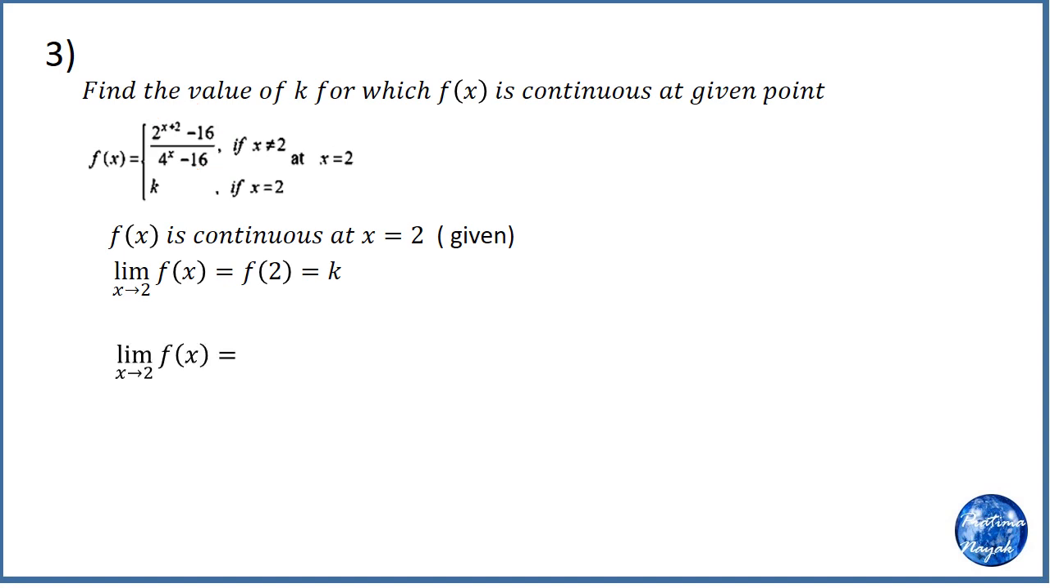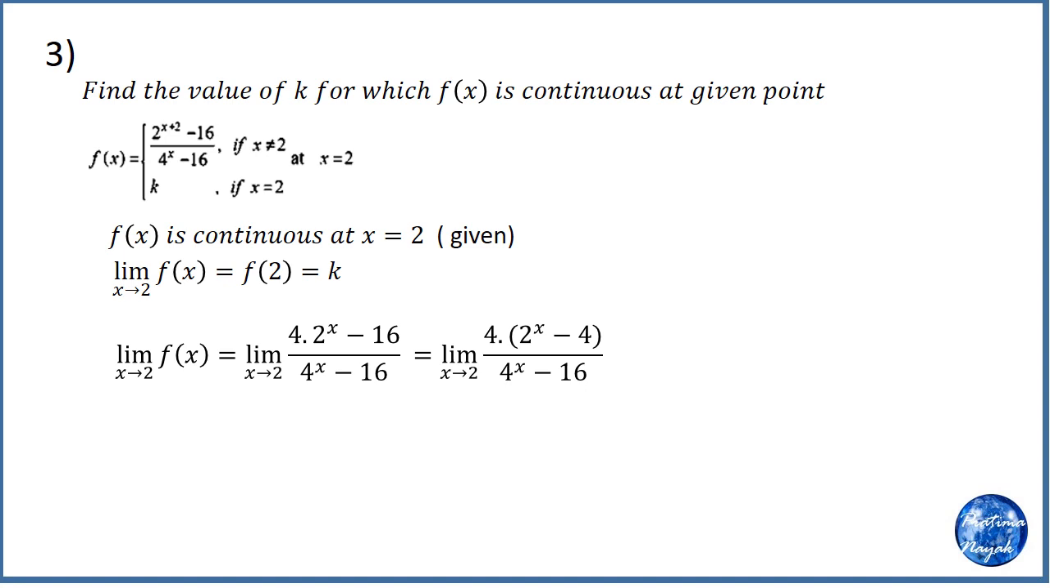So how to get the limit? Limit x tends to 2, f of x is equal to 4 into 2 raised to the power x, because this will be 2 to the power x into 2 to the power 2. 2 to the power 2 is 4. So I took 4 into 2 to the power x minus 16 by 4 raised to the power x minus 16. So now from the numerator I'll take 4 common.